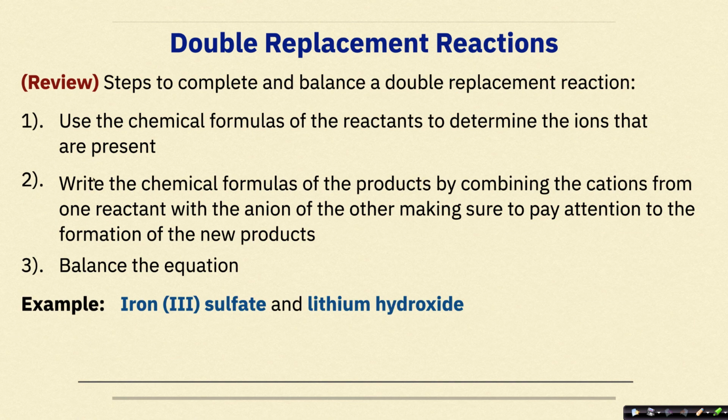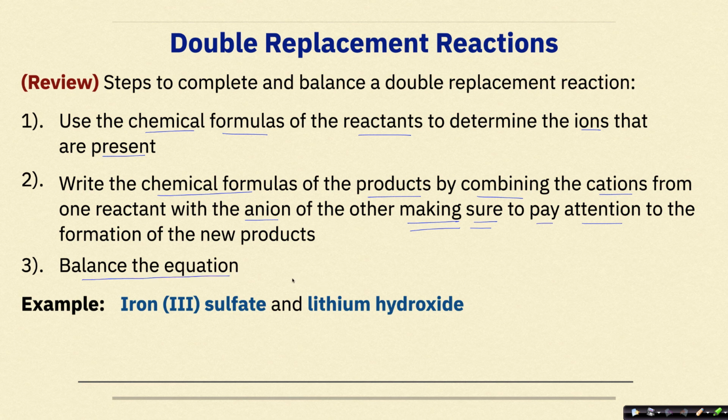So a little review on the steps to complete and balance a double replacement reaction. Use the chemical formulas of the reactants to determine the ions that are present. Write the chemical formulas of the products by combining the cations from one reactant with the anion of the other, making sure to pay attention to the formation of the new products. And then finally, balance the equation at the end.